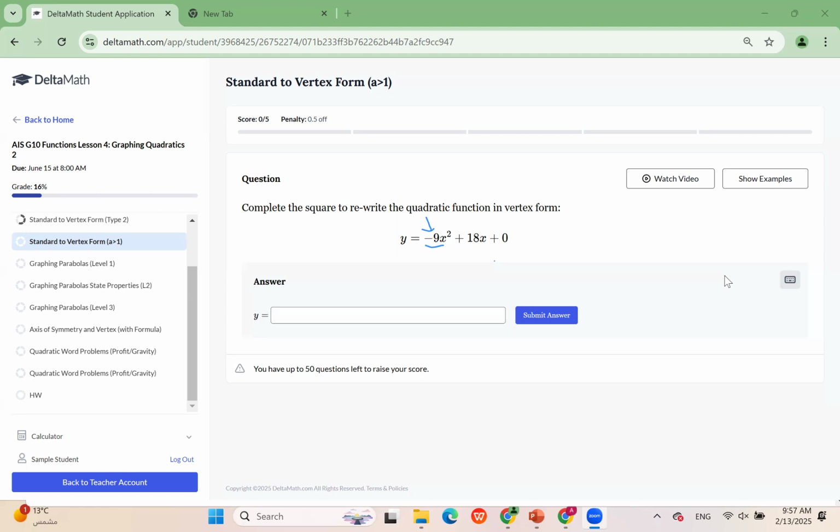So we're going to write y equals, and then we're going to take negative 9 out only from the first two terms. So if we have negative 9 outside, we have x power 2 minus 2x, and we leave the third term as it is. And then we complete the square for this bracket alone.